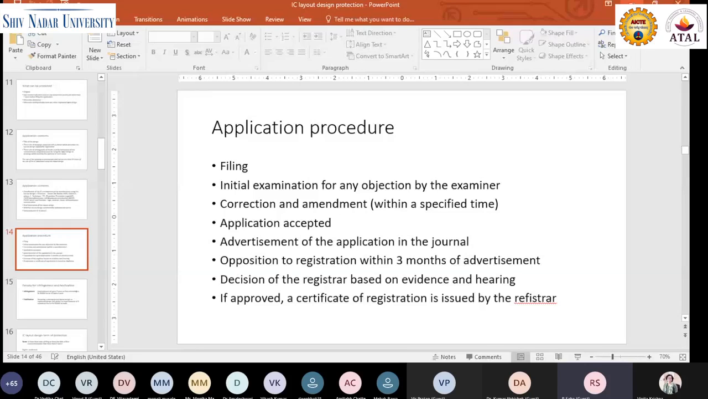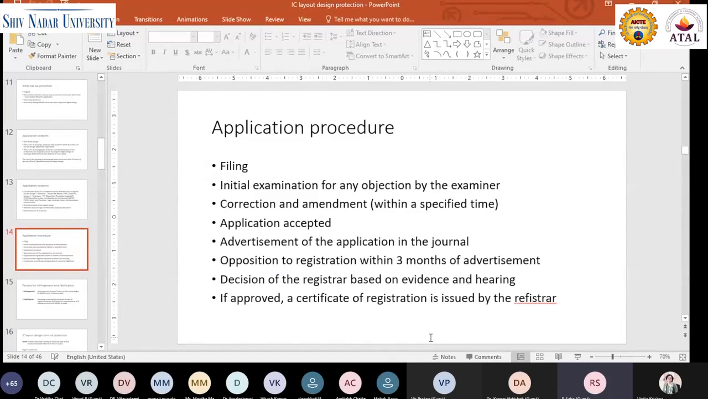After that, the office is going to advertise this application in the official journal. This is a practice followed in trademarks, designs, and patents as well. You advertise the application with all the details, and if somebody wants to oppose the registration of this layout design, that person can come to the office and say that for the following grounds, this should not be given. This has to be done within 3 months of advertisement. Once there is an opposition, the office is going to decide whether the opposition is valid or not.